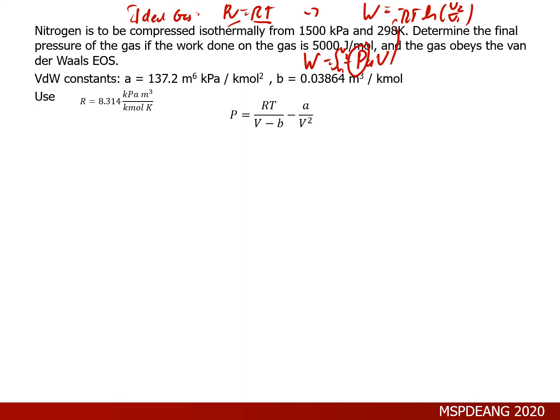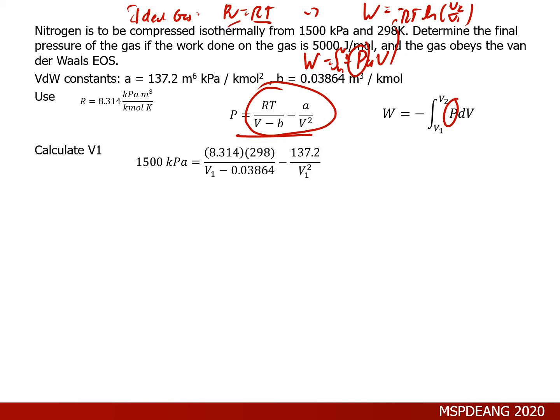However, using the van der Waals EOS, hindi na pwede na negative RT ln V2 over V1 kasi iba na yung equation of state natin. Okay? So from here, the work term, negative integral of P dV from V1 to V2, yung pressure term natin should now be the whole van der Waals EOS. Okay, so to solve this, first, kailangan muna i-calculate si V1. So, calculate muna si V1. So, using the van der Waals EOS, okay, you can get V1 now to be 1.6358 meter cube per kilomole.